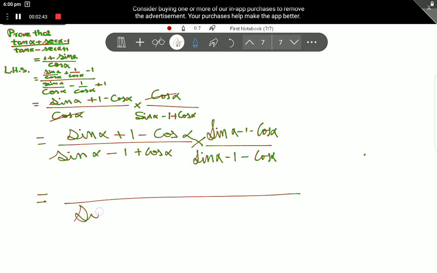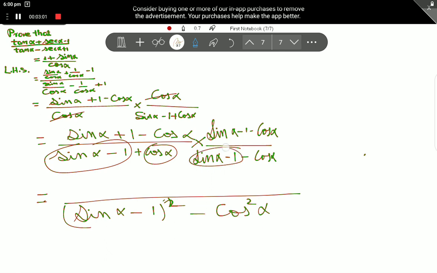So (sin alpha minus 1) whole thing squared minus cos squared alpha. How did we obtain this? We have applied the identity A squared minus B squared equal to A plus B into A minus B. Once again, A squared minus B squared equal to A plus B into A minus B.